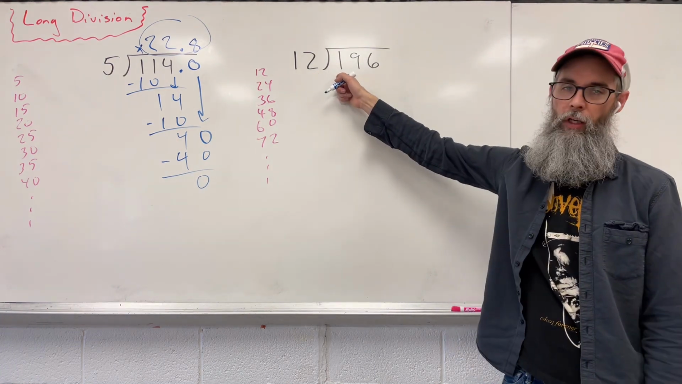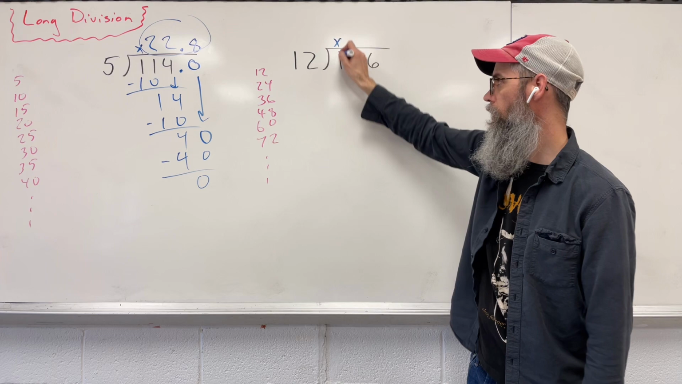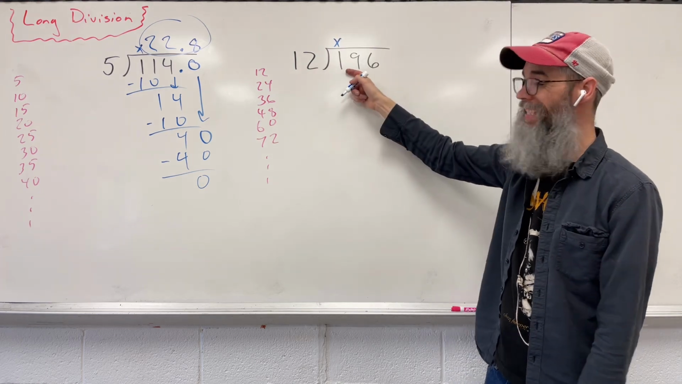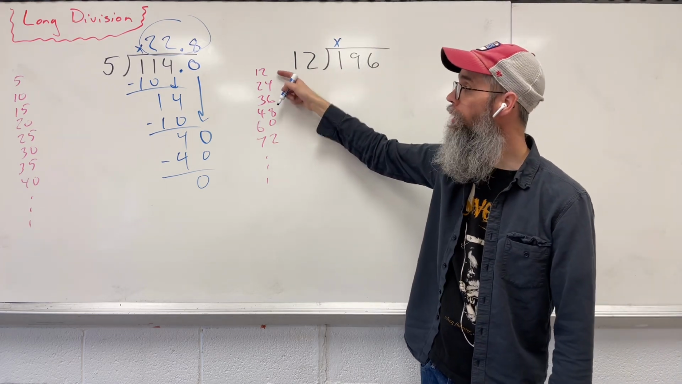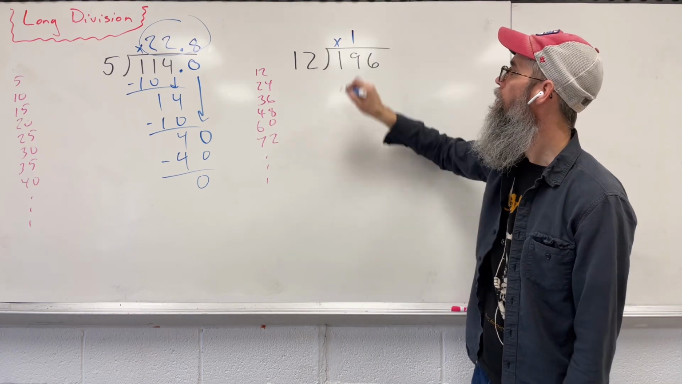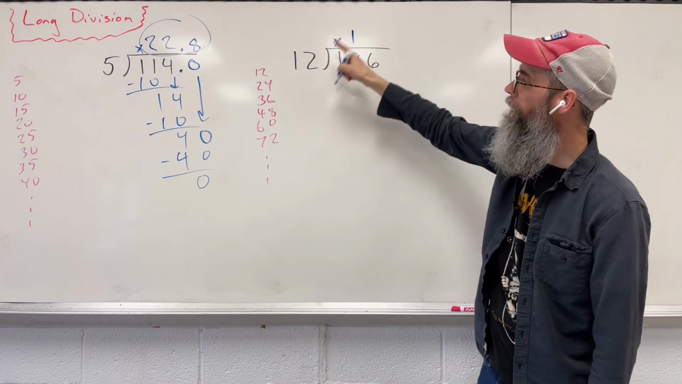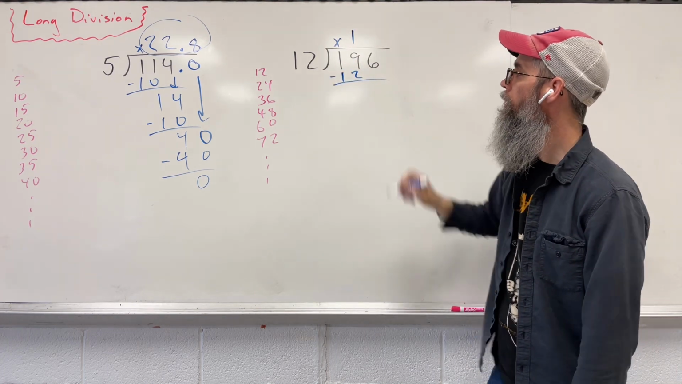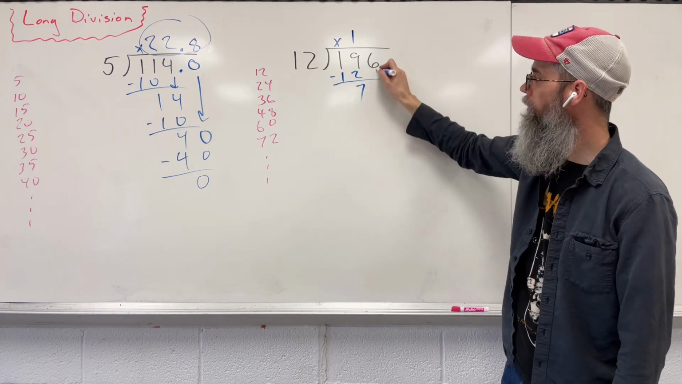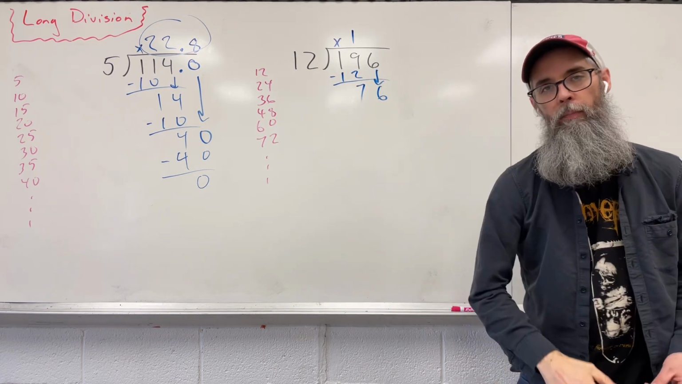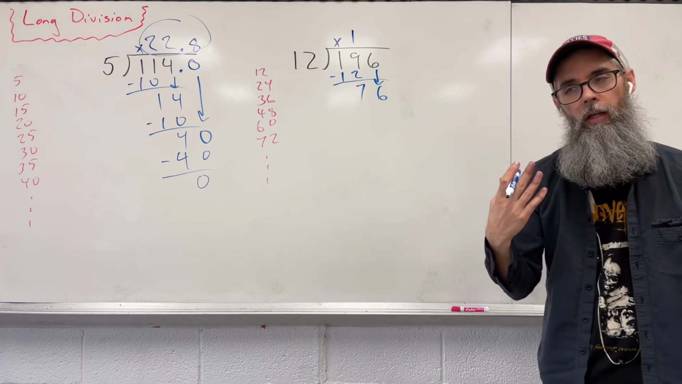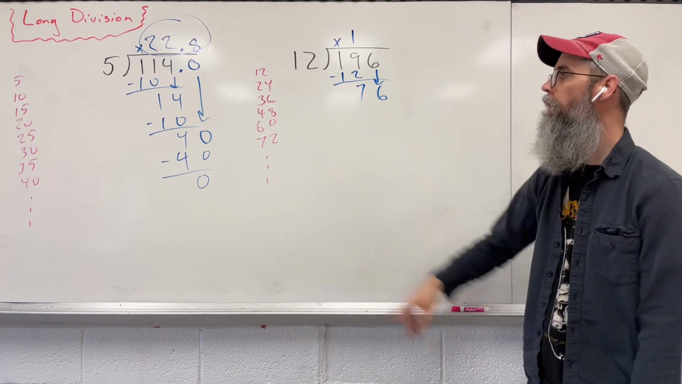12 goes into 1, not possible. Does 12 go into 19? Yes, it does. It goes in there once, not twice. So put the 1 over the 9. 1 times 12 gives us 12. Subtract. We're left with a 7. We bring down. We pause. We reflect. Then we do it all over again.